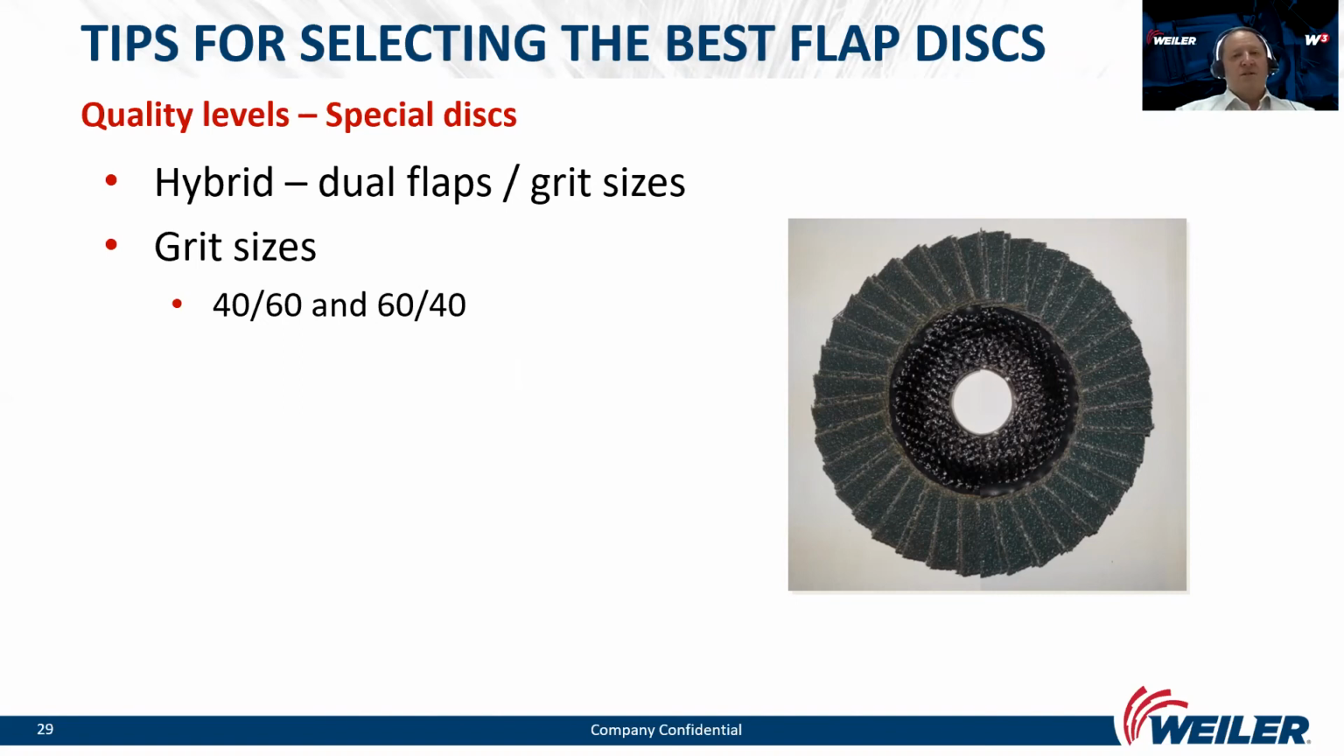Grinding surface roughness is close to grit size 60, but the speed of the grinding is close to grit size 40.